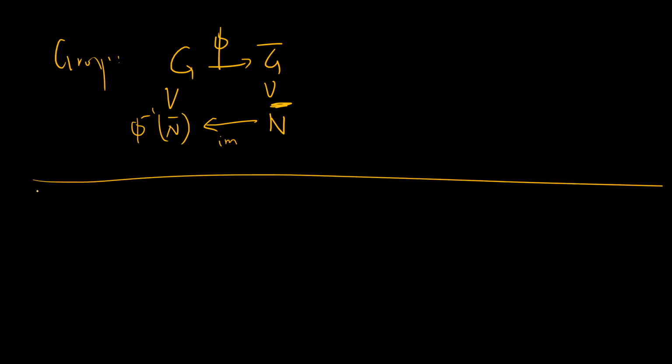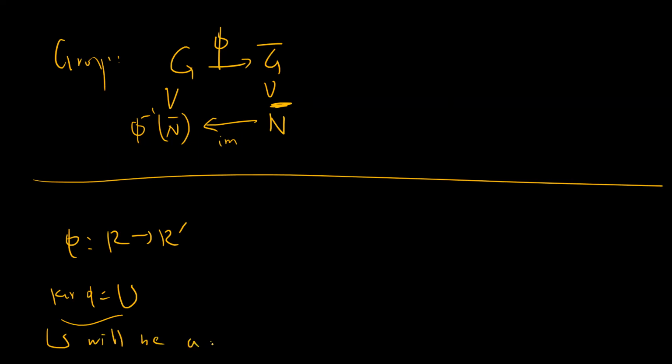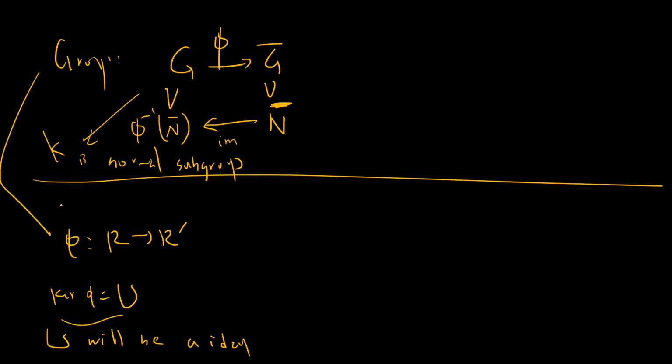So for a ring, we still have the same. Let's say we get a homomorphism phi from R to R prime, and the kernel of phi is called U. So in this case, U will be an ideal. In the group case, your kernel K is a normal subgroup. So from here you can see the group theory and the ring theory have some similarity.